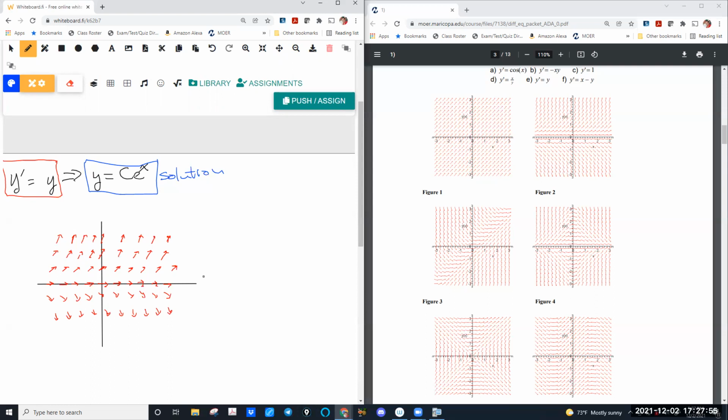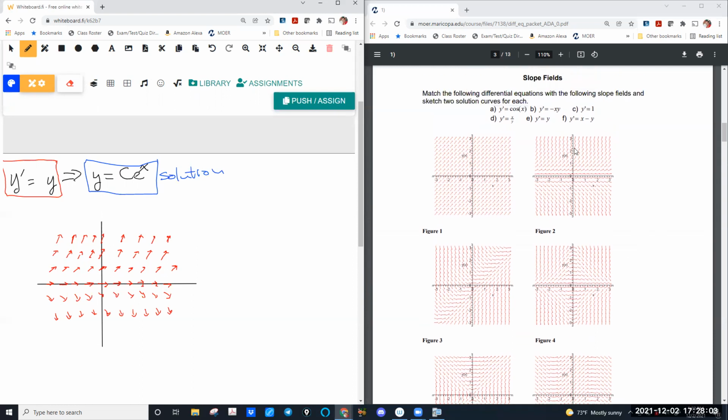Other questions about how I drew this very messy slope field? So here's a better image of it. This is the slope field. So I'm already giving you this one. This figure 2 is going to match up with differential equation E. This is what this slope field looks like when it's generated by a computer. Okay.